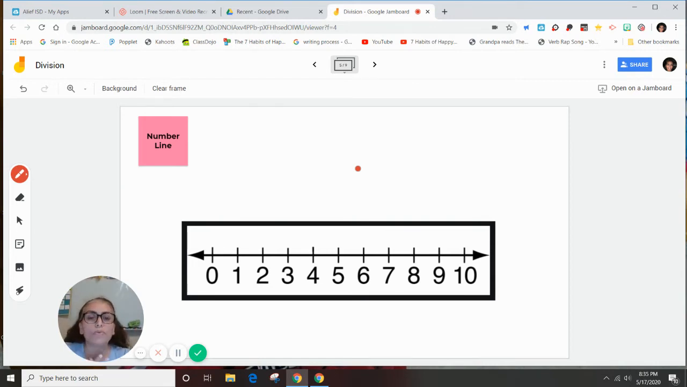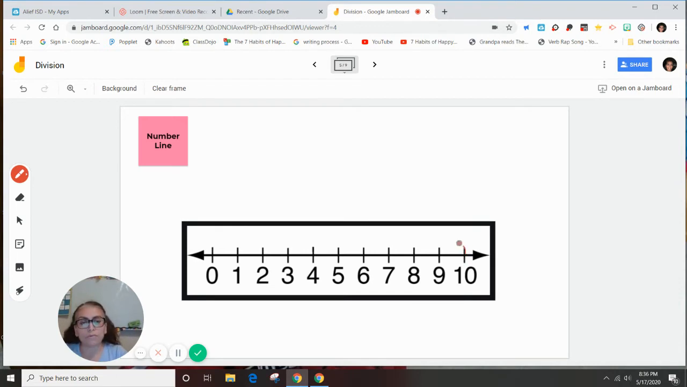How do I do it with a number line? I can use skip counting forward, or I can use skip counting back. Remember, it's like a repeated subtraction. Let's think that I have 10 students, and I want to make groups of 2. So I'm going to count until I get to 0, because I'm going to be subtracting, because I know the amount that I have. I have 10. I want to make groups of 2, but I don't know how many groups I'm going to be able to make. So I'm going to start at 10.